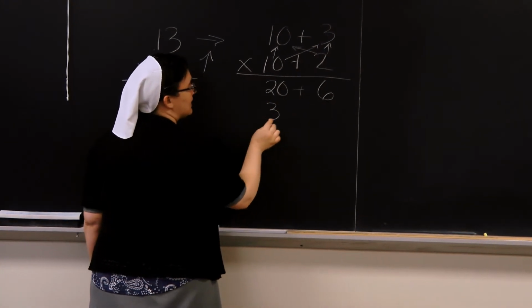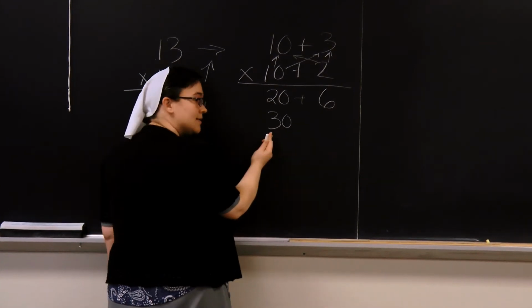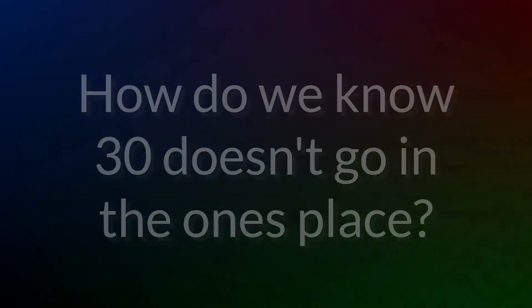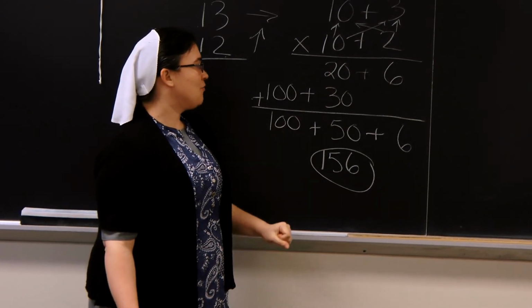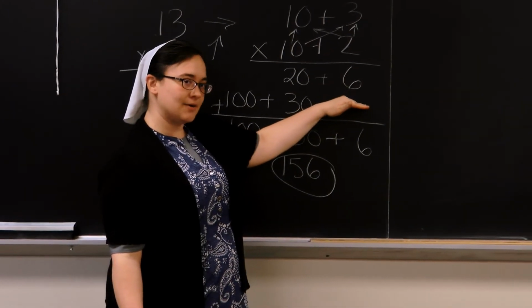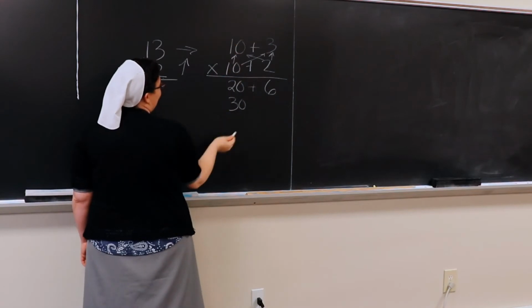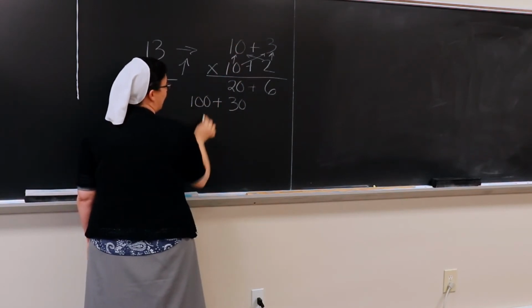It's really important to keep that lined up in the tens place. It does not go in the ones place because 30 doesn't go in the ones place. It's too big for the ones place. We would have to move it over because it would be too many numbers here. You can only have up to 9 in the ones place. And then we have 10 times 10, that's 100, and that has to go over here in the hundreds place.